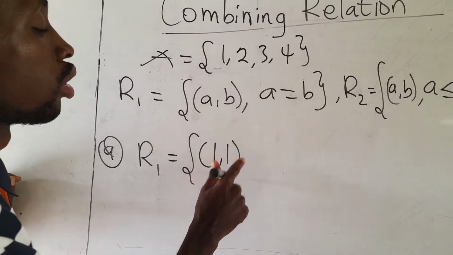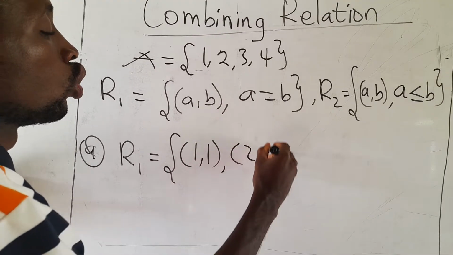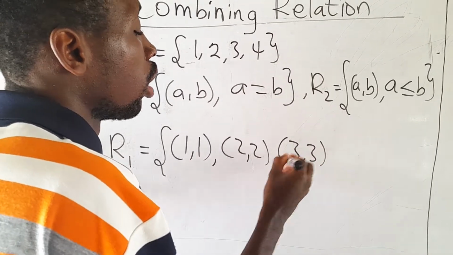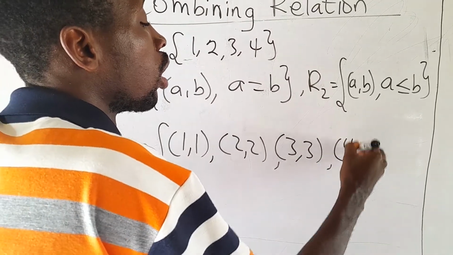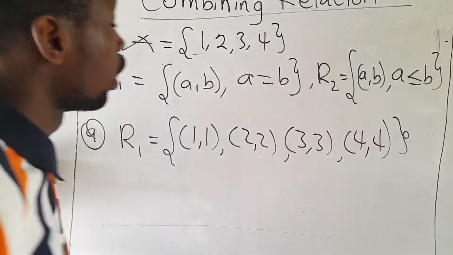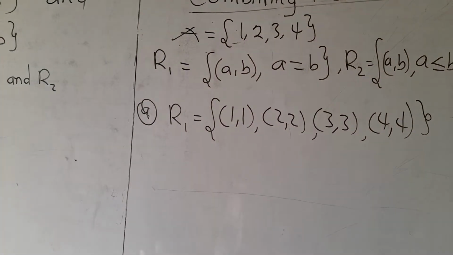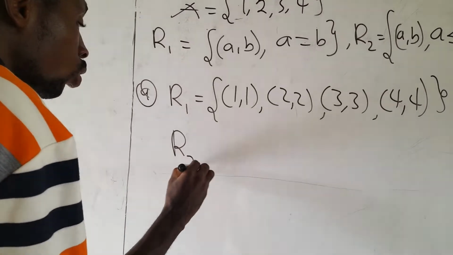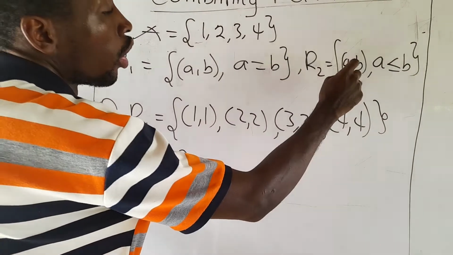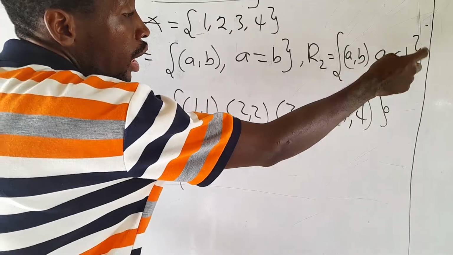1 is equal to 1. We have 2, 2. 2 is equal to 2. 3, 3. 3 is equal to 3. Then 4, 4. 4 is equal to 4. I hope you get that. That becomes our R1.